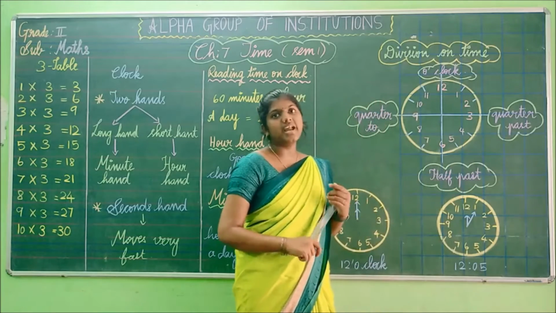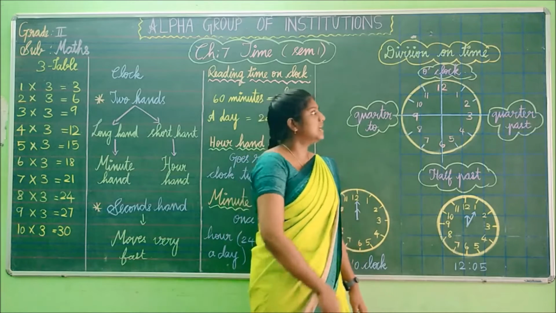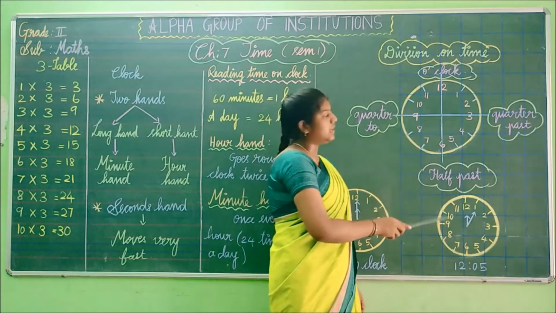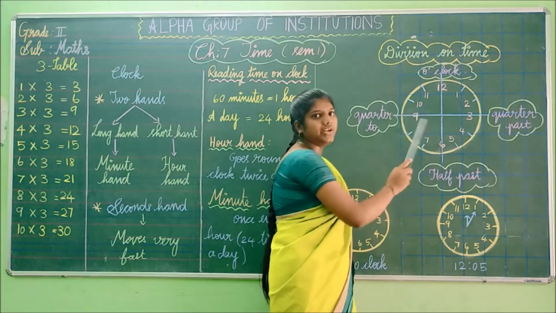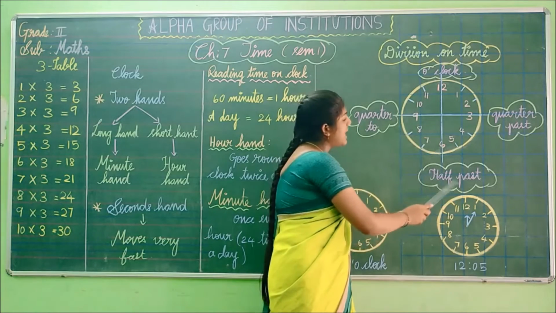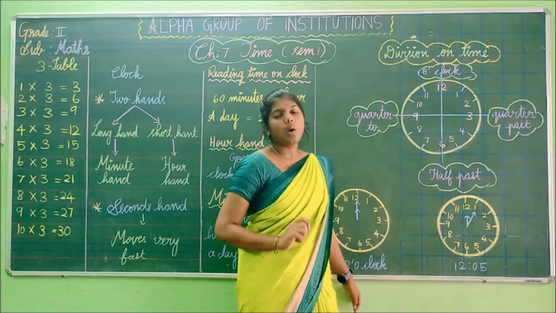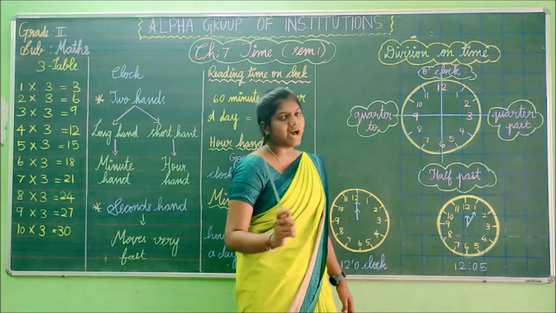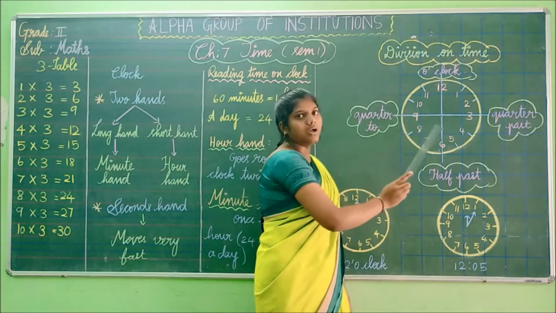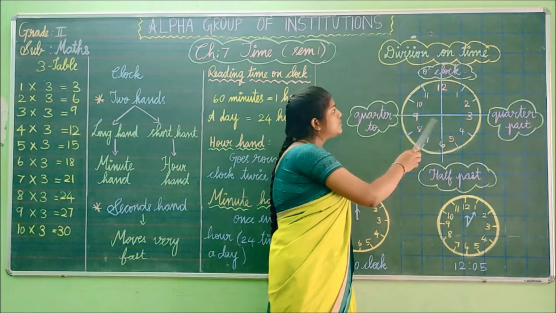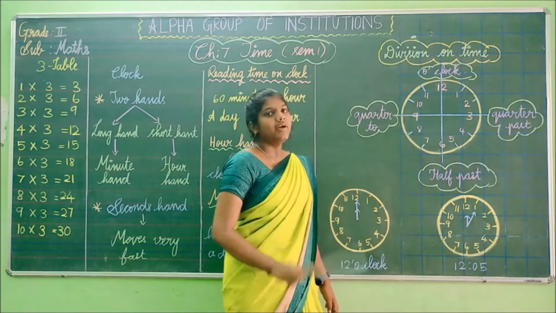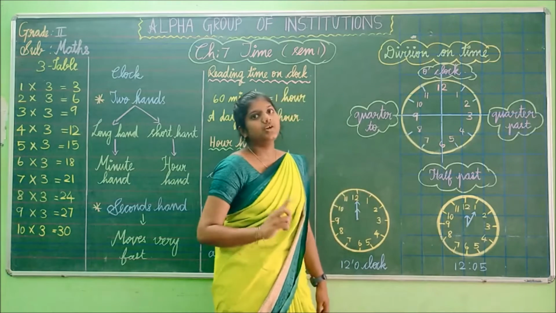What we will say, children? Quarter past. And if the minute hand is pointing towards 6, we will say half past. What we will say, children? Half past. And if the long hand, that is the minute hand, is pointing towards 9, we will say quarter to.